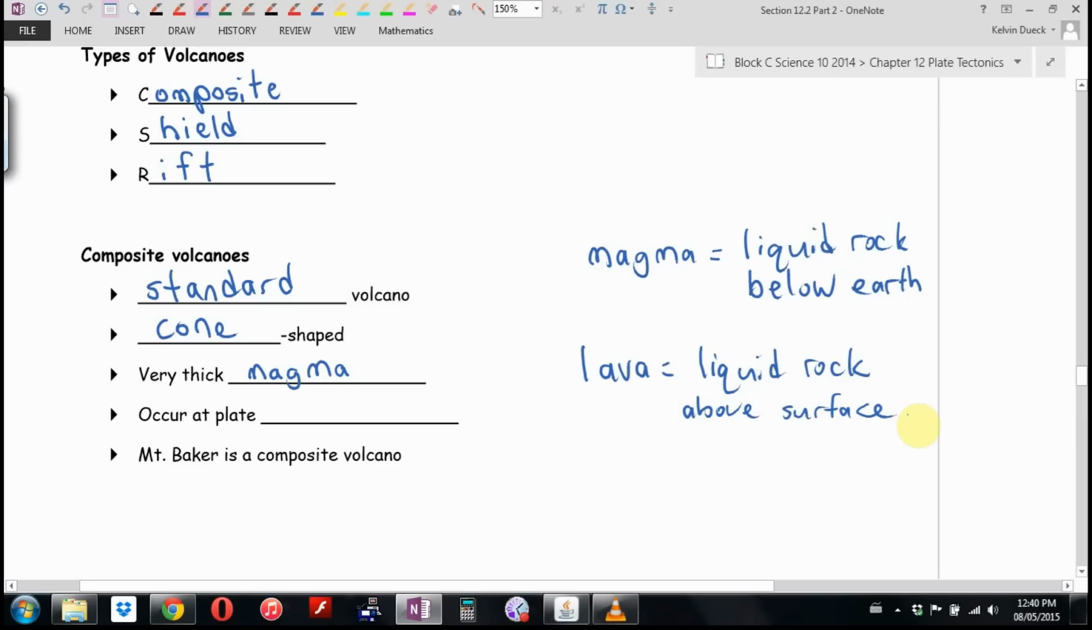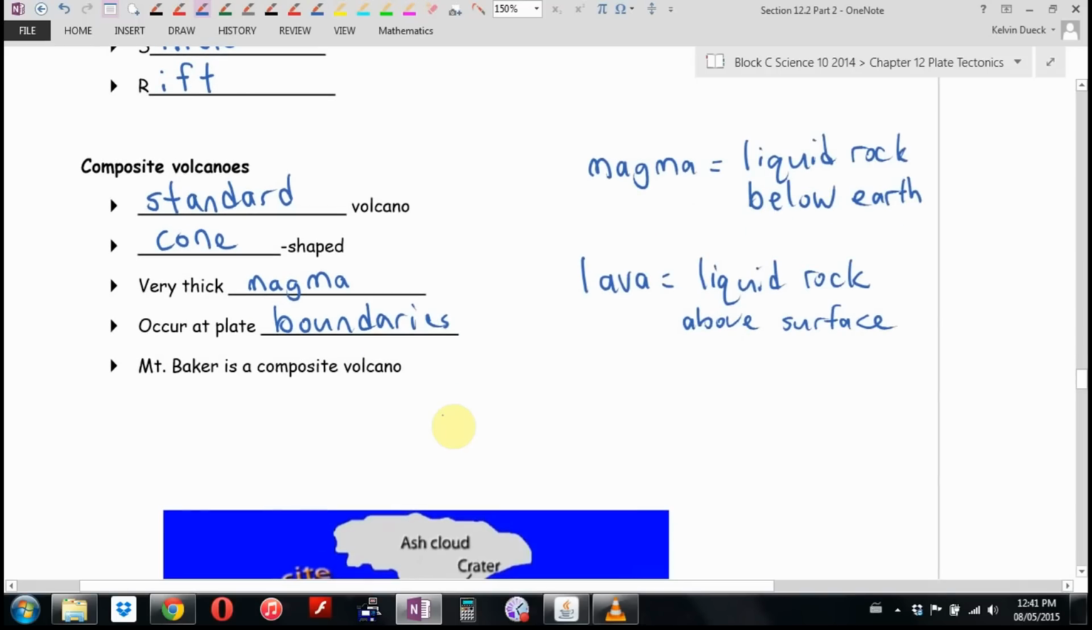Where do composite volcanoes occur? Mount Baker is a classic composite volcano. They occur at plate boundaries, or just beside them. Remember the simulation I showed you at the beginning of class where we had the continental and the oceanic plate cracking? The volcano didn't appear right at the boundary. It occurred where the continental plate started to fracture just off the boundary. So Mount Baker is a composite volcano.